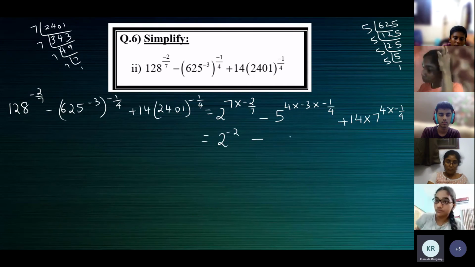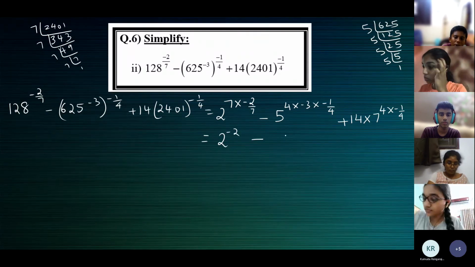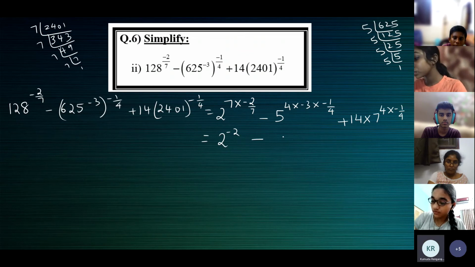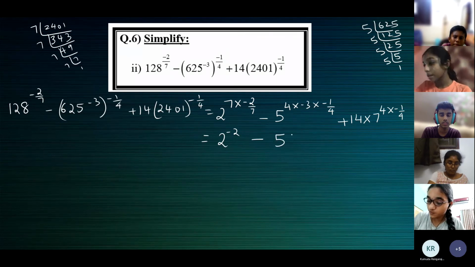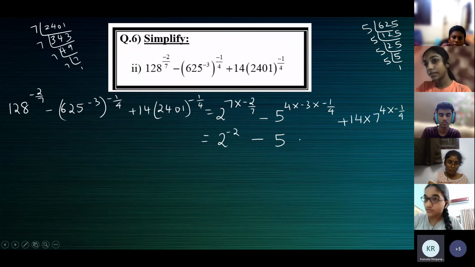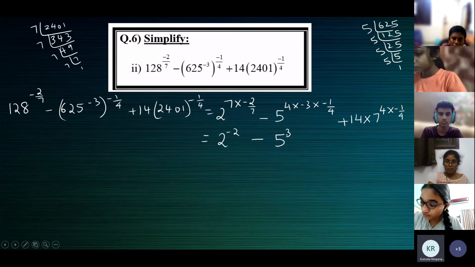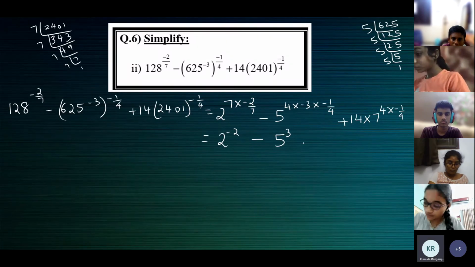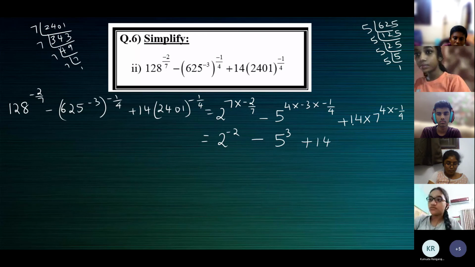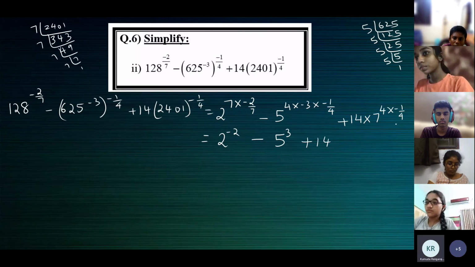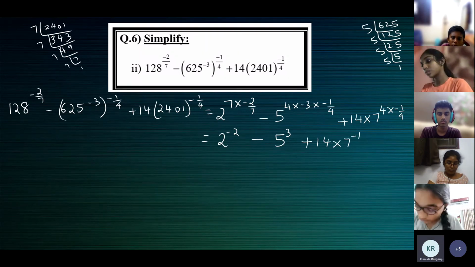What gets cancelled here? 4 and 4. So what will remain? What's the power? Plus 3, because minus 3 into minus 1 is plus 3. Then you should not multiply 14 into 7 now. Plus 14. What do you get? 4 and 4 will get cancelled, right? Minus 1, so it will be into 7 to the power minus 1.